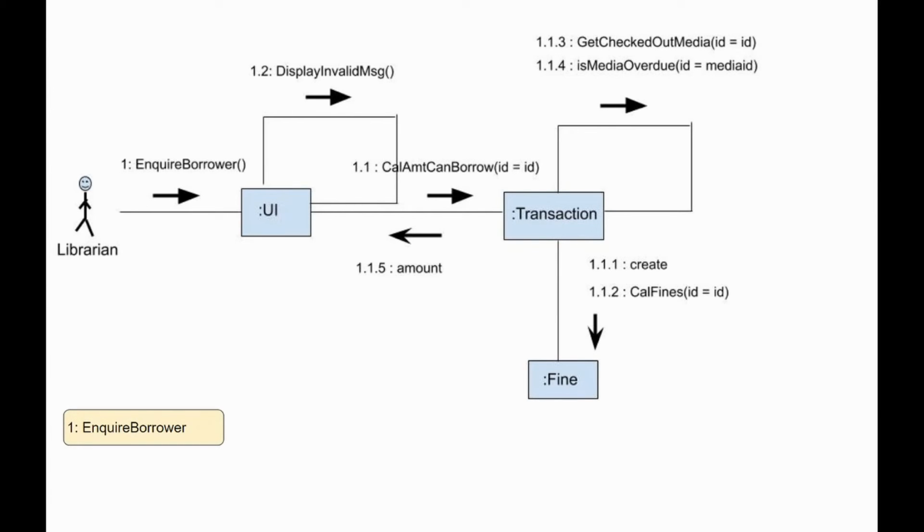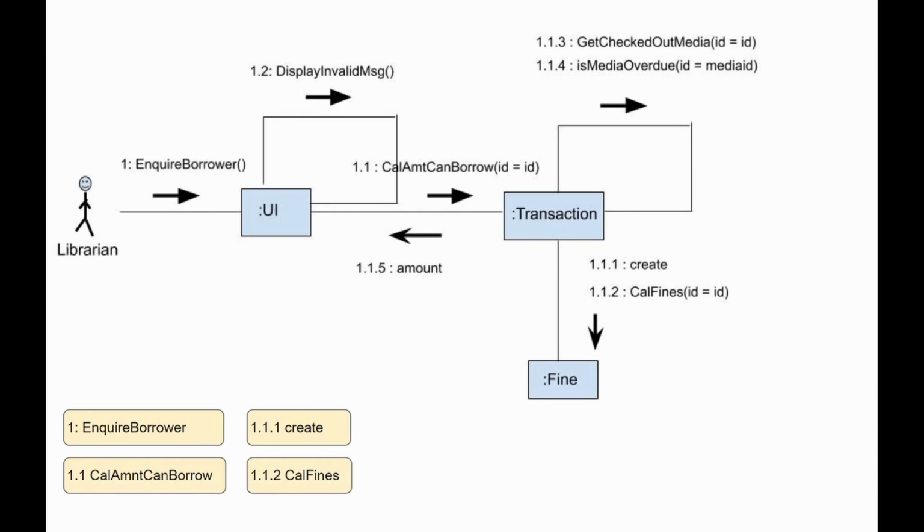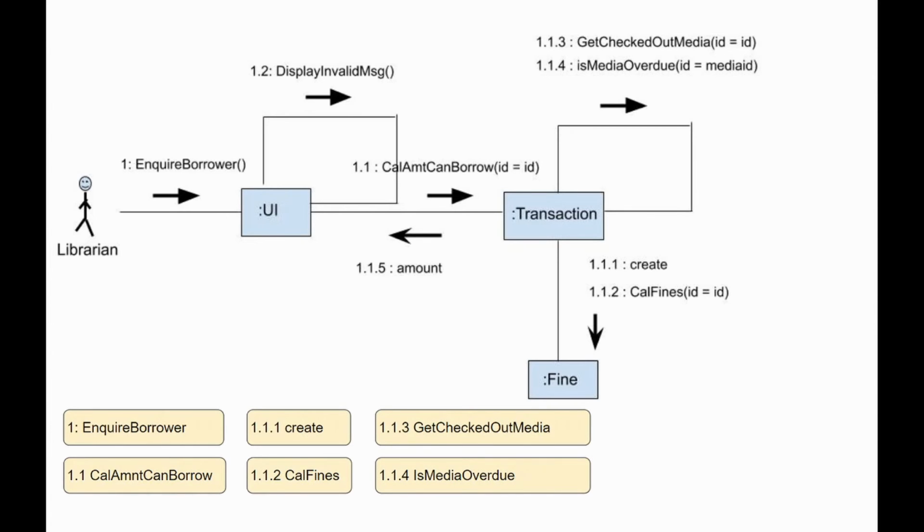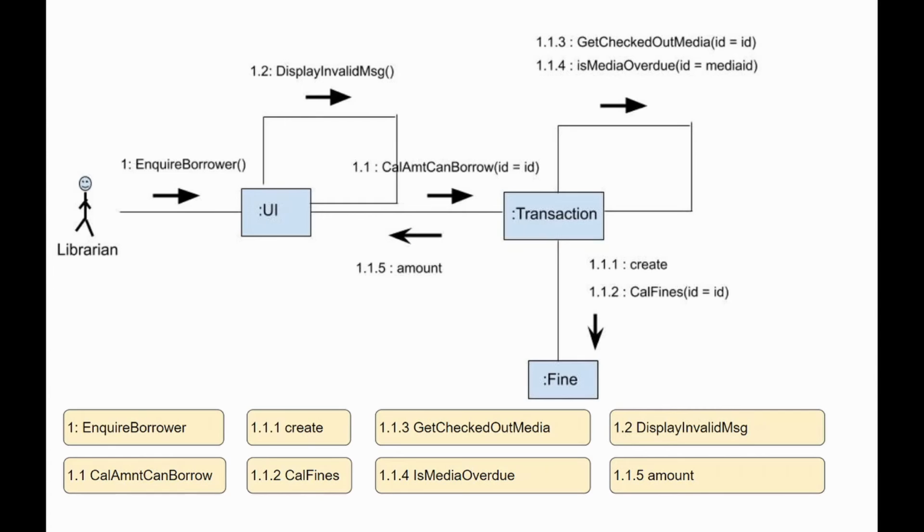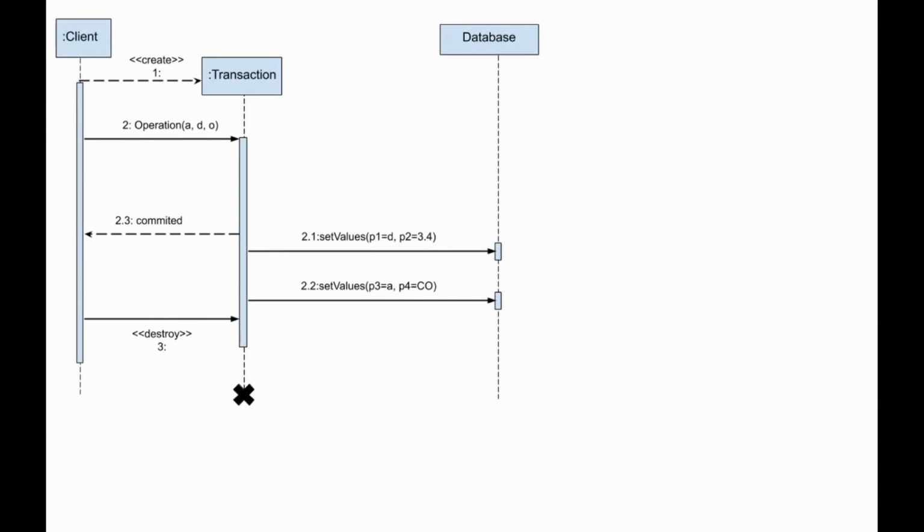We can indicate that a message is nested within the parent message by adding a decimal point and an additional digit to the parent's ordinal. For example, the message calc amt can borrow, that is, calculate for how long the book can be borrowed, is the first nested message in inquire borrower, literally request the details of a person who borrows, and is given a serial number 1.1. The second nested message in inquire borrower is display invalid MSG, that is, display an error message, therefore it is given a sequence number 1.2. Let's look at the example of transition from a sequence diagram to a communication diagram.